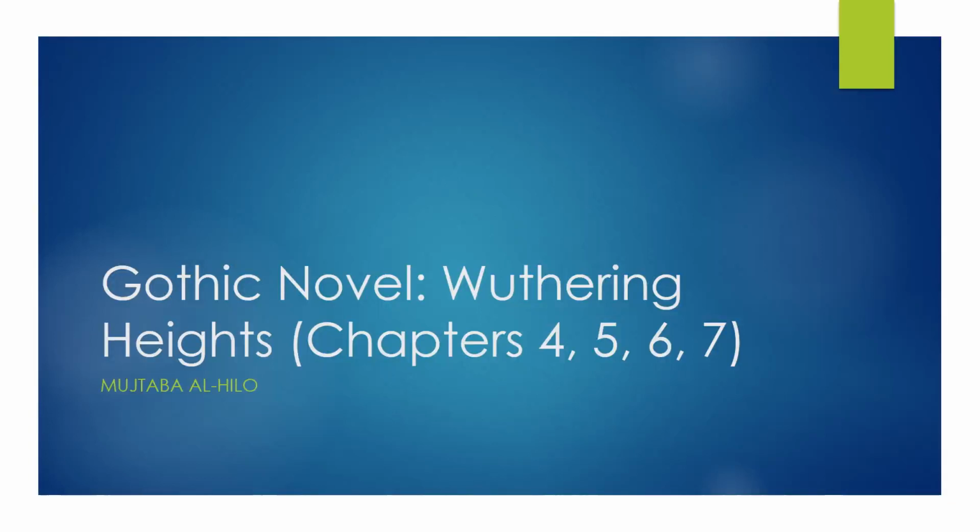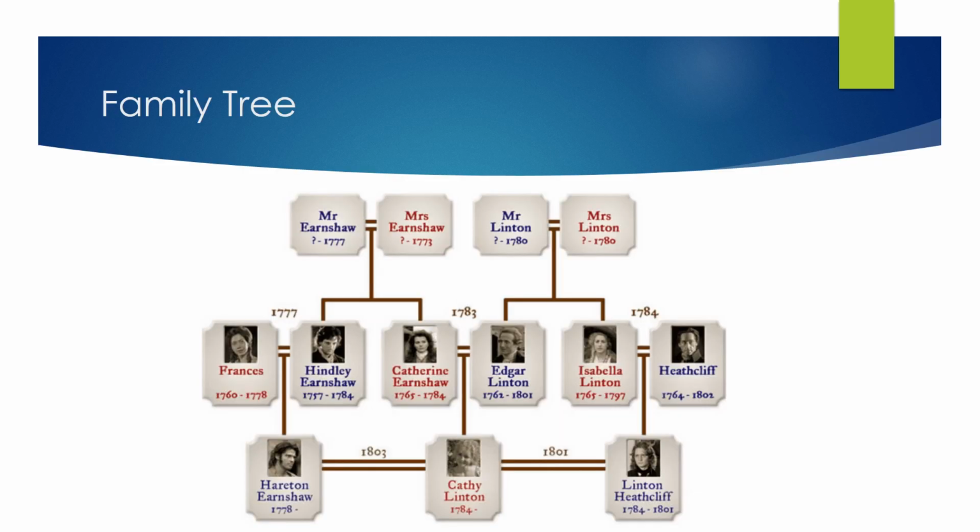Hello, welcome back to another lecture on this novel, Wuthering Heights, and here we are with Gothic Analysis of chapters 4, 5, 6, and 7. Before we move on, we should know these characters because of the similarities of the names, dates and people within this novel. We should make some recognition of the names of the characters here.